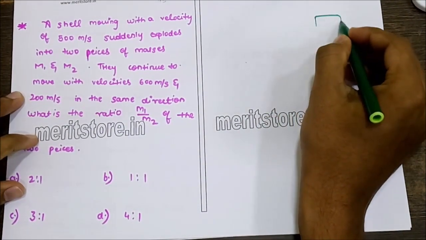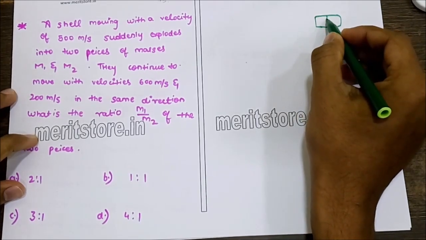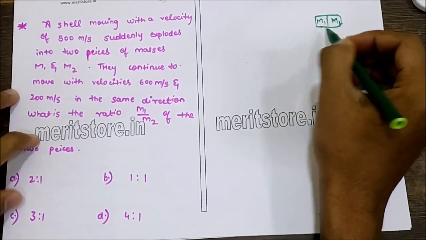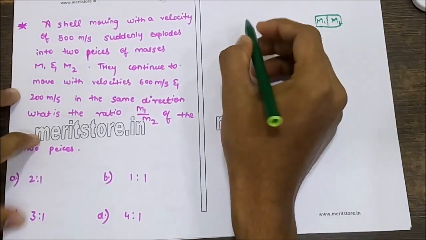Let us assume that the shell is composed of two masses m1 and m2 along which it breaks.